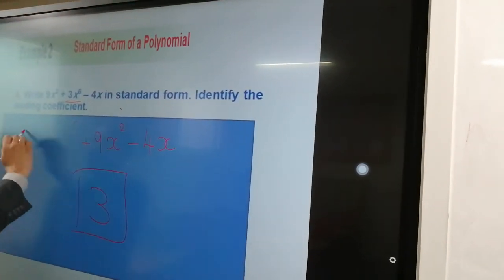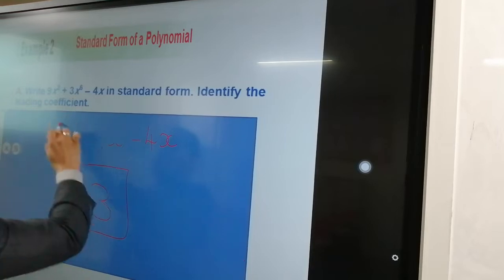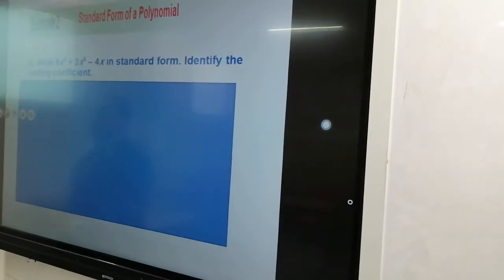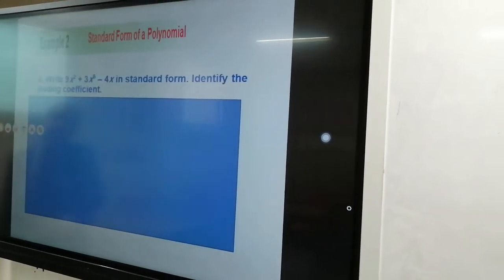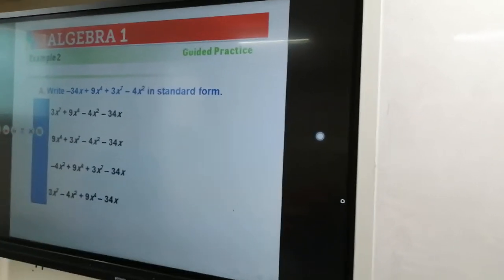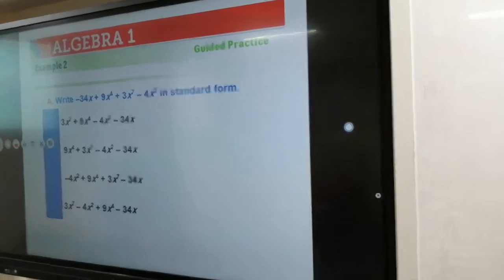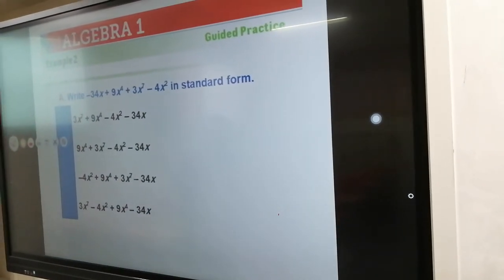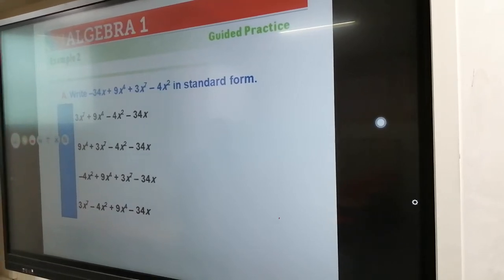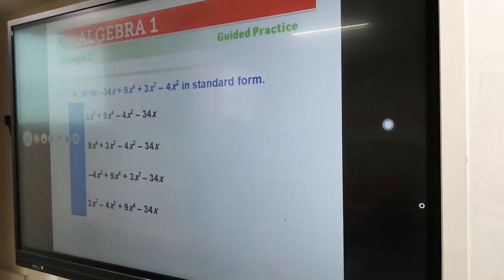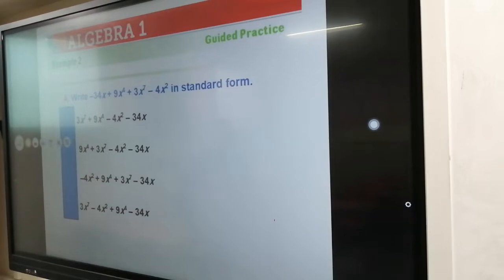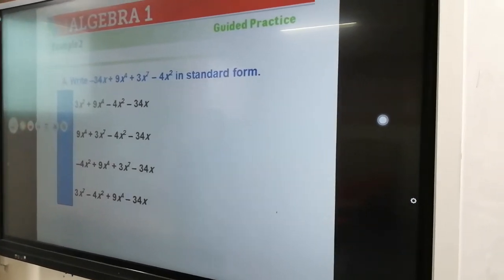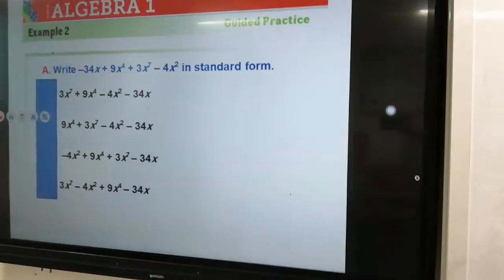Let's go to another idea, and the last idea in our lesson, adding and subtracting. How can I add or subtract? We have another example, so I give you a chance to solve it. I need the standard form. You have four terms. Order them, please, in descending order.